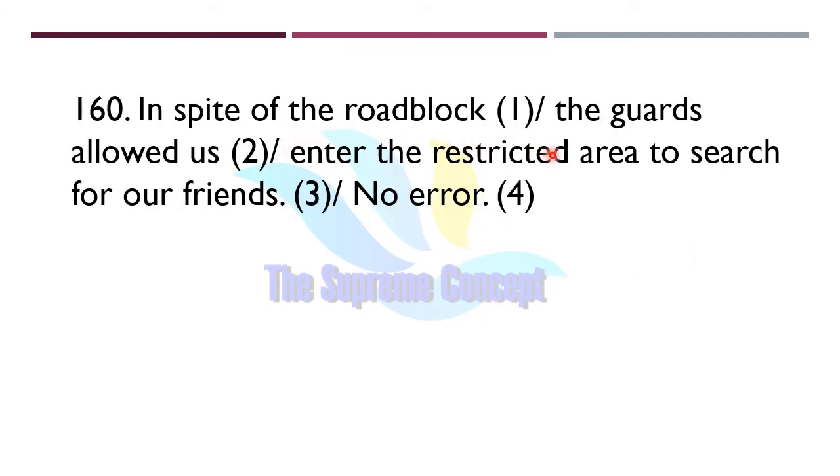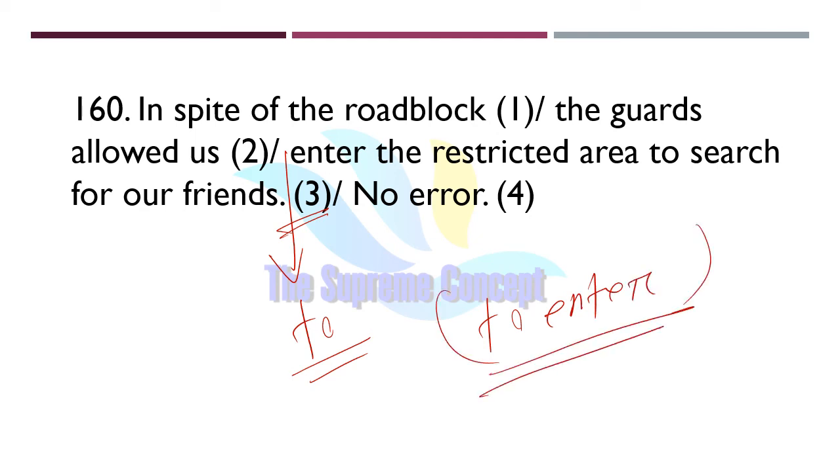In spite of the roadblock, the guards allowed us enter the restricted area to search for our friends. Now find out where exactly the error lies in this sentence. Yes, absolutely, error lies in part number 3. Here we will use to enter. To plus infinitive, this format will take place here. So in spite of the roadblock, the guards allowed us to enter the restricted area to search for our friends. So to plus infinitive will be used in this case.